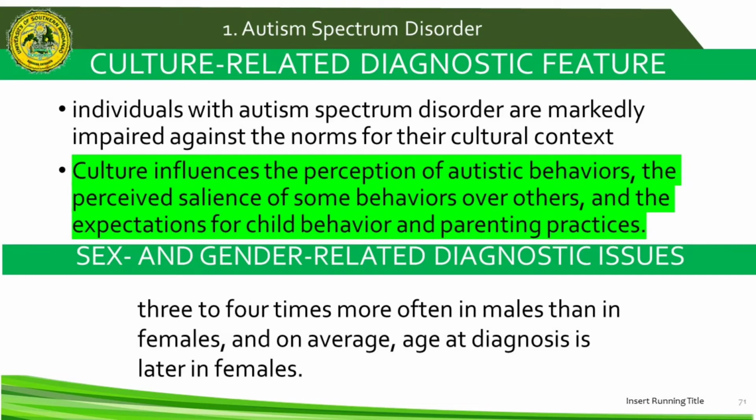For the sex and gender-related diagnostic issues, autism spectrum disorder is diagnosed 3 to 4 times more often in males than in females. And on average, age at diagnosis is later in females.